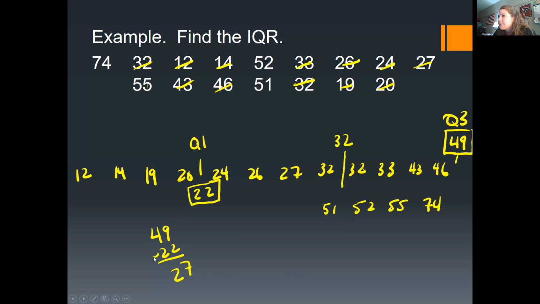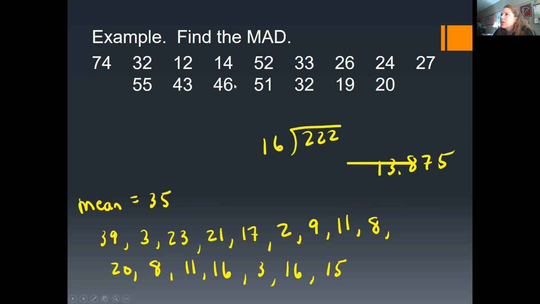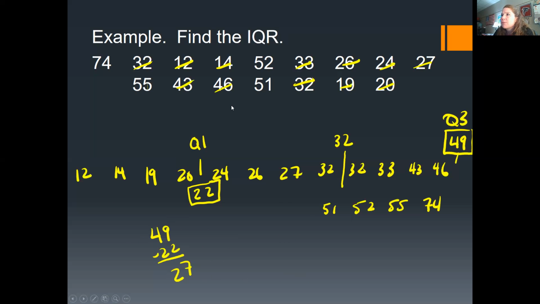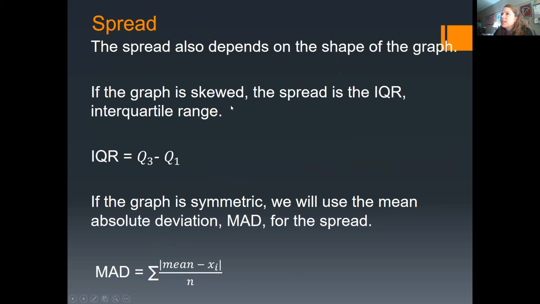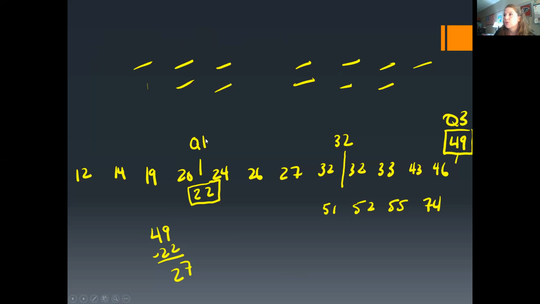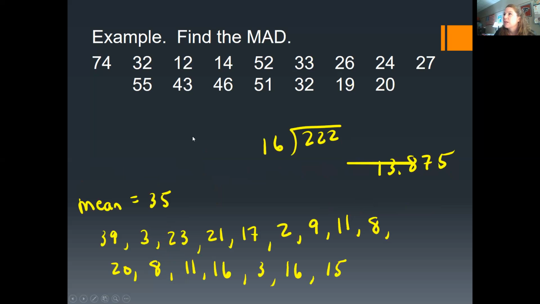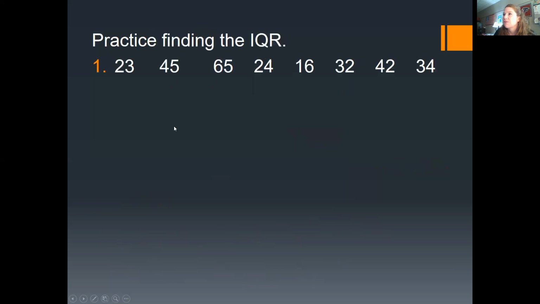And what was our interquartile range? It was 27. So we would want to know, is this skewed? Because remember from 2 slides ago, if the graph is skewed and we're talking about spread, we would want to talk about the interquartile range. But if it's symmetrical, we would want to talk about the mean absolute deviation. I would need to graph that first, but I don't want this video to be 2 hours. So anyway, now you remember how to find each of those things.